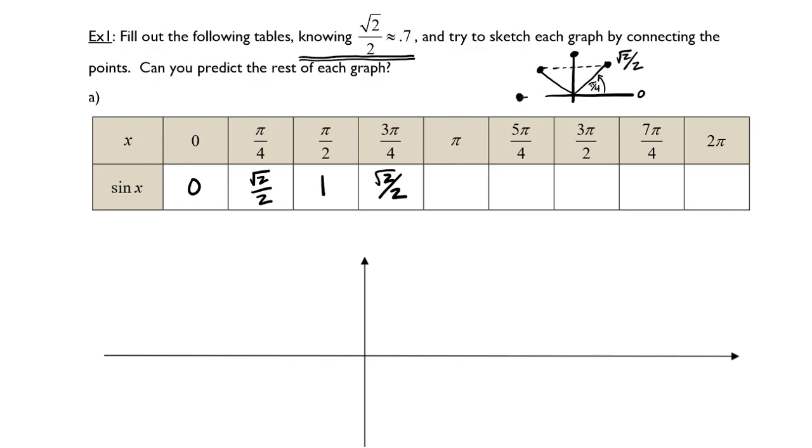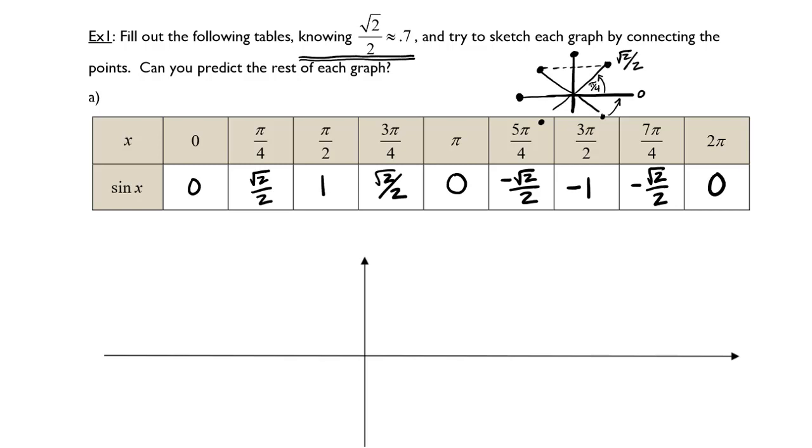At pi, we are again at a height of 0. At 5 pi over 4, we are at a height of negative root 2 over 2. At 3 pi over 2, we are at a height of negative 1. At 7 pi over 4, we are at a height of negative root 2 over 2. And at 2 pi, we are at a height of 0 again.